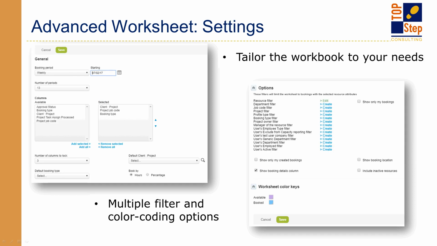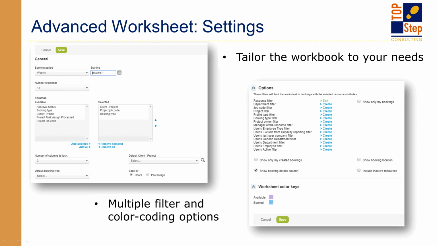Okay, sticking with the advanced worksheet, let's look at the settings. Another thing that makes this feature useful is the ability to tailor the output that you see on your screen. You have a lot of filtering options to isolate specific projects, resources, departments, etc. I mean, considering you can now add up to 2,000 bookings at once, you're going to need all the help you can get to tailor the data that you're seeing in that screen.